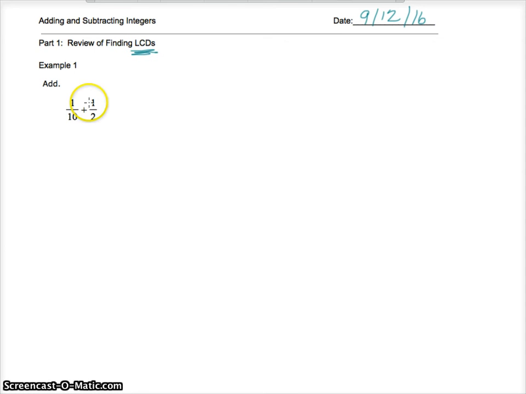Okay, and here's why. In example 1, it says add 1/10 to 1/2. Now your first instinct is going to be to say, well, 1 plus 1 is 2, and 10 plus 2 is 12. But we don't want to do that. Actually, we can't do that. Mathematically, that's not correct. Do not do this.